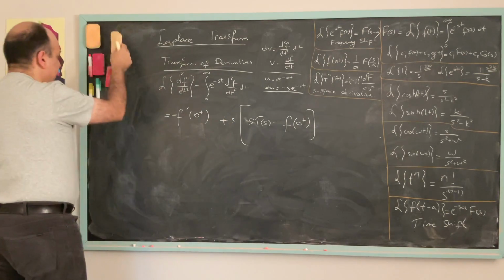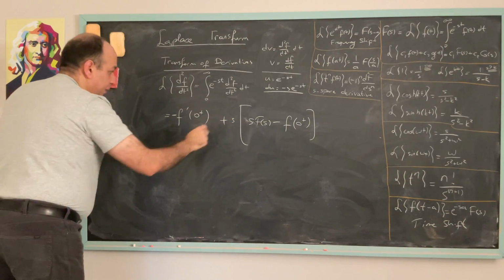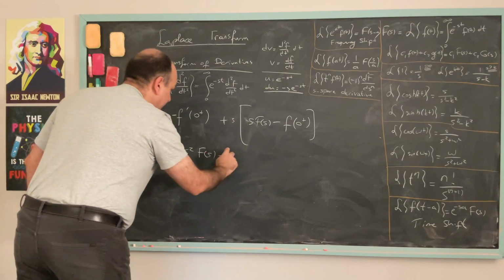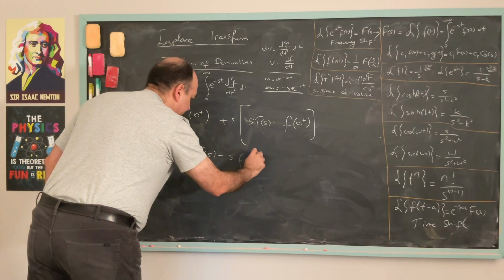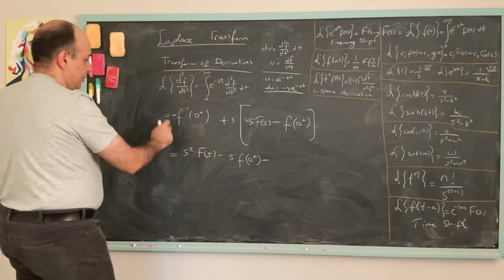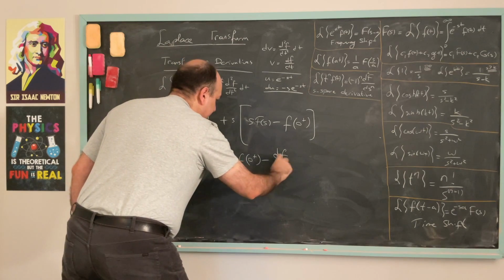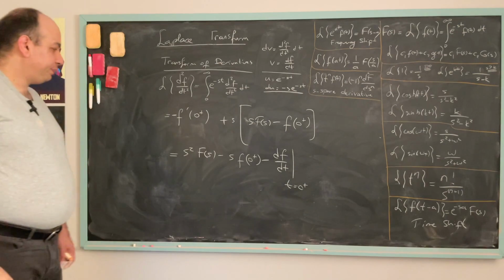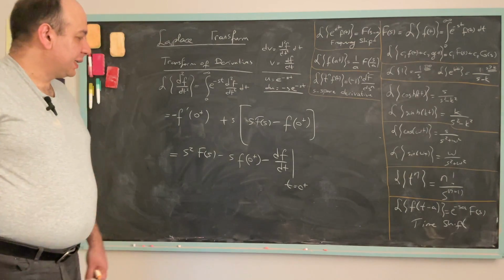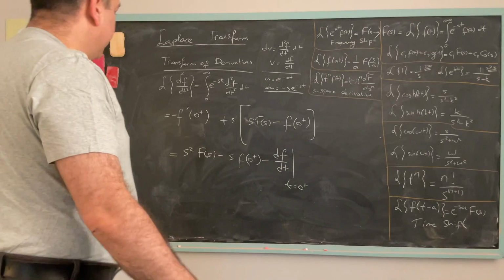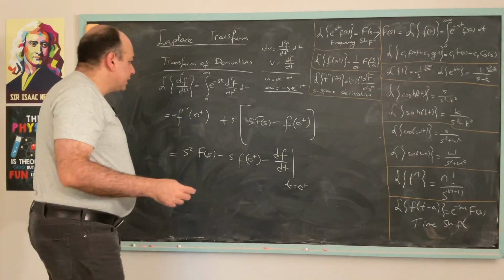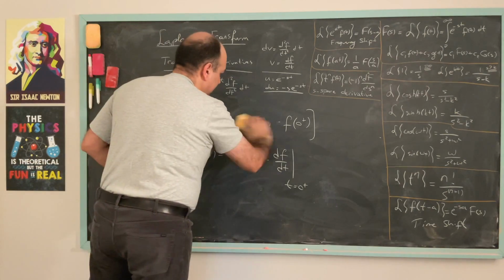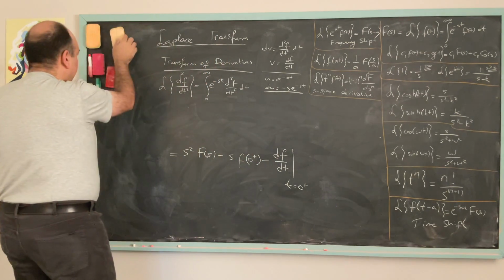So in the end, what I'm going to have is s square F of s, right, minus s times f of 0 plus minus, say, df over dt when t is 0 plus. So we may continue like that, okay? We may give it a try for the third derivative and the fourth derivative. And in the end, what you're going to see is a general relation. So let's write that down.